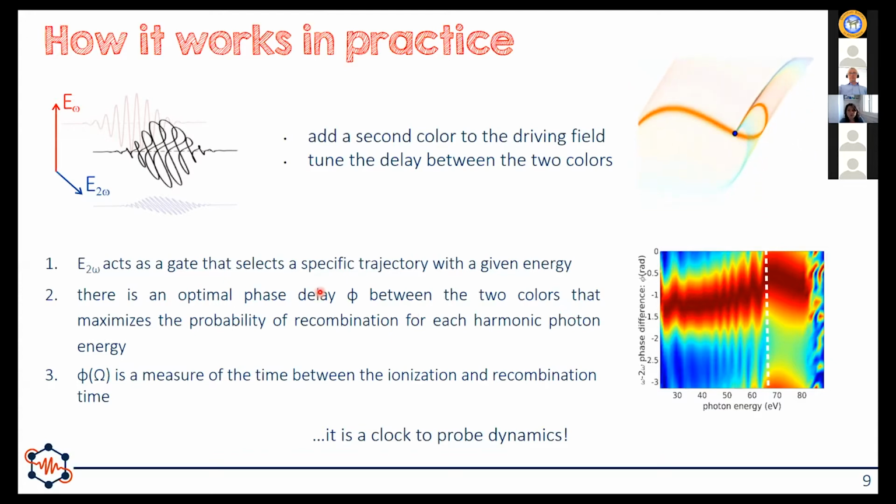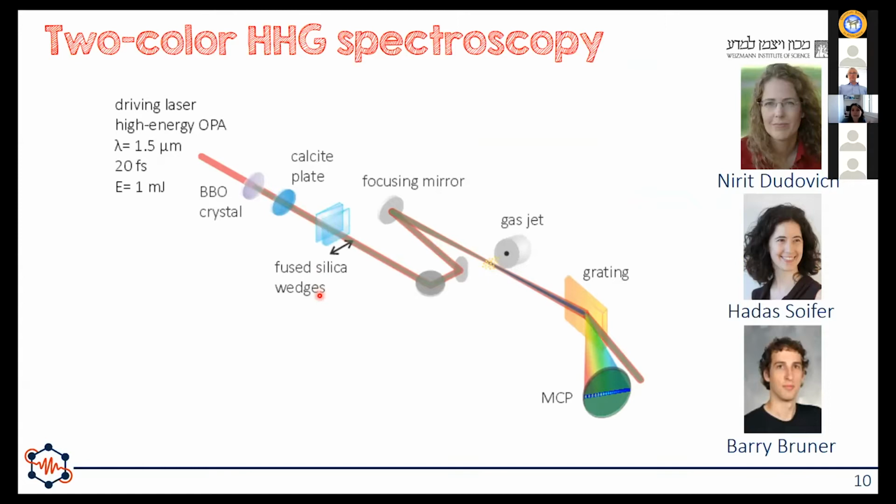Okay, in the lab this is a relatively easy experiment, and what we have done is that we used a driving laser which is an OPA at 1.5 micron with 20 femtosecond pulse duration and 1 millijoule energy, and we did a simple setup for adding a second color with perpendicular polarization. We retimed the two colors in order to be overlapped in time, and then we have a pair of fused silica wedges that can change the phase easily of the two colors. And then we generate harmonics as usual by focusing this two-color laser field on the gas jet with a pulsed valve, and then we acquire the harmonics with a flat field spectrometer.